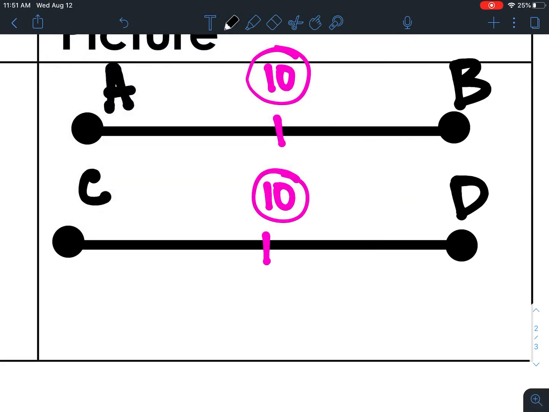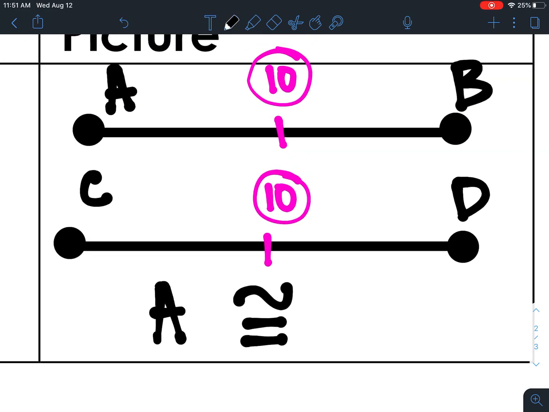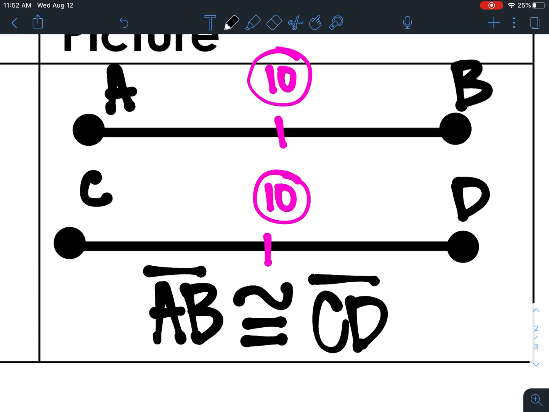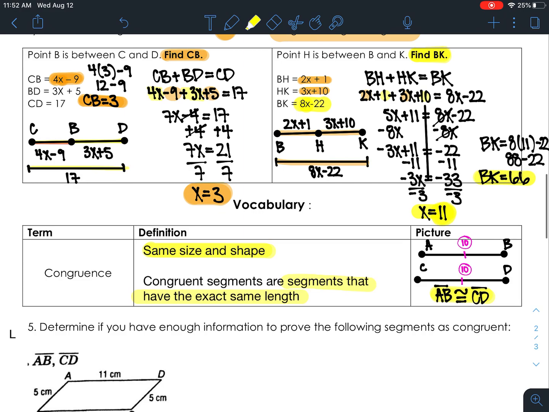Now, another way of communicating that these two segments are congruent is by writing it out. There's a symbol that means congruence. That symbol is an equal sign, but it has this little squiggle on top of it. So that symbol right here means congruence. And the way that I would use that is I would say segment AB with a hat on it, with that little line on it, is congruent to segment CD, and that's how I would utilize that symbol.